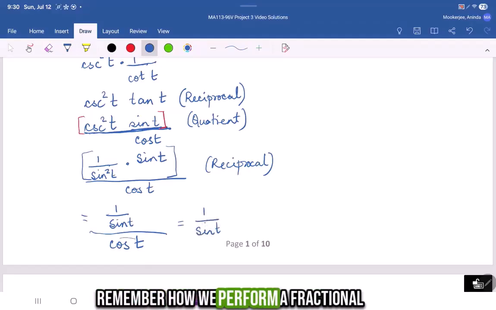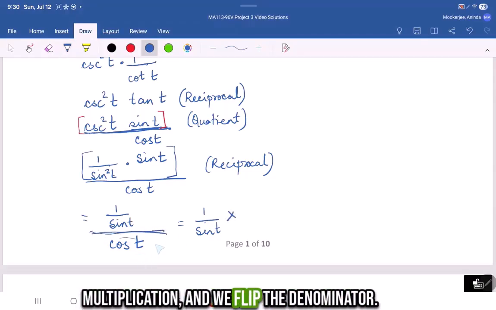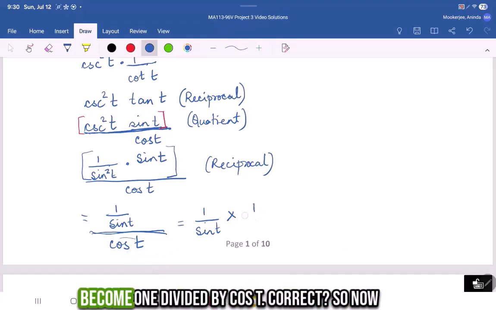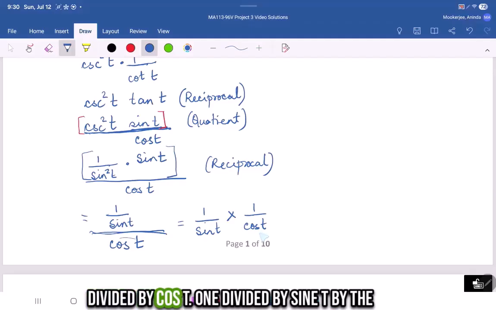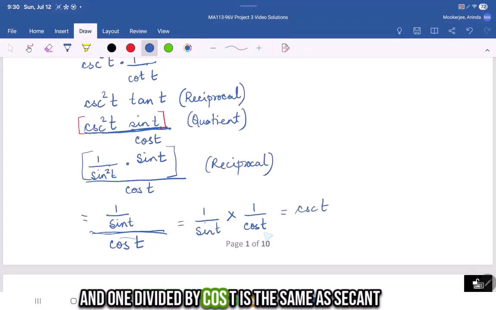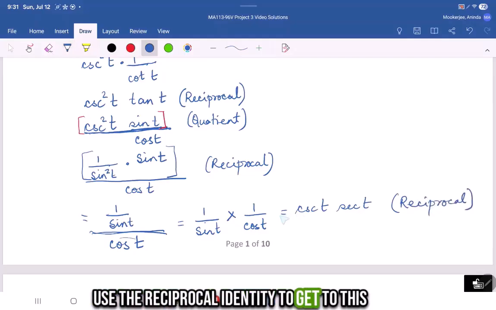Remember how we perform a fractional division? We change the division to a multiplication and we flip the denominator. What was cos t in the denominator will now become 1 divided by cos t, correct? So now we have 1 divided by sine t times 1 divided by cos t. 1 divided by sine t by the reciprocal identity is equal to cosecant t, and 1 divided by cos t is the same as secant t. It's reciprocal. Let's write that down. We use the reciprocal identity to get to this step.